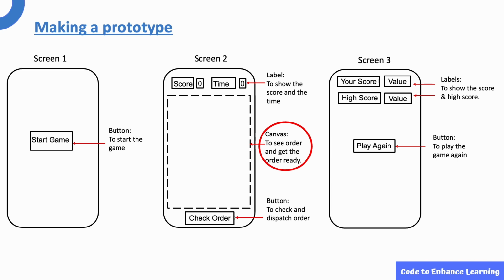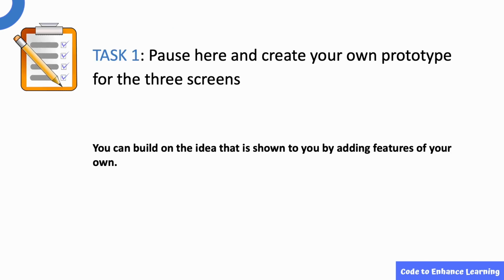I have used a button to check and dispatch orders. In screen 3, I have used labels to show the score and high score. I have used a button to play the game again. This brings us to task 1. Pause here and create a prototype of the Indian Snack Shop app screens in your notebook. You can build on the idea that is shown to you by adding features of your own.